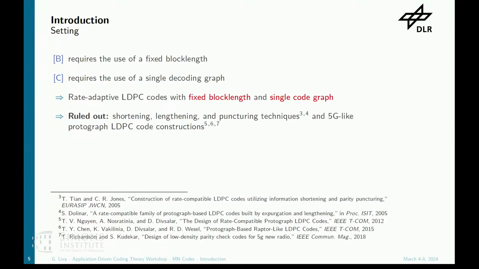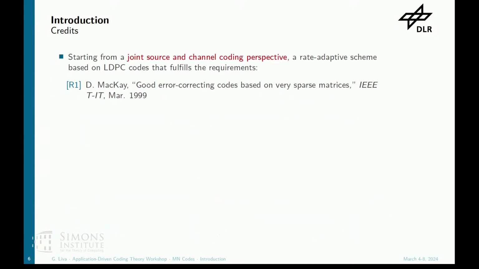This rules out, of course, classical techniques that are used to obtain rate adaptivity in many systems, which are shortening and puncturing. So schemes like the 5G codes and many protograph LDPC constructions that are well known in literature wouldn't work, because they would imply a change in the block length. What are the possibilities then?